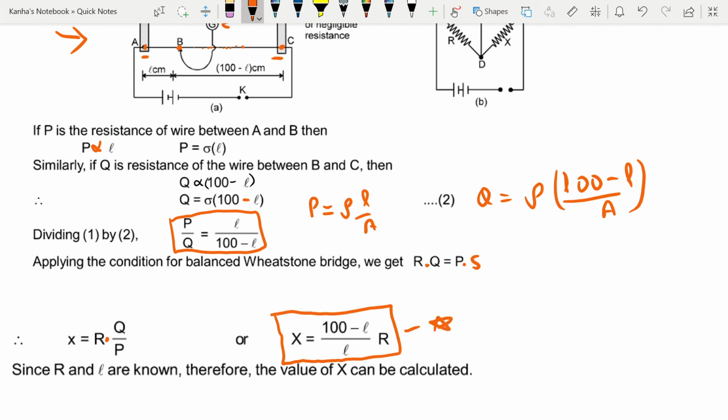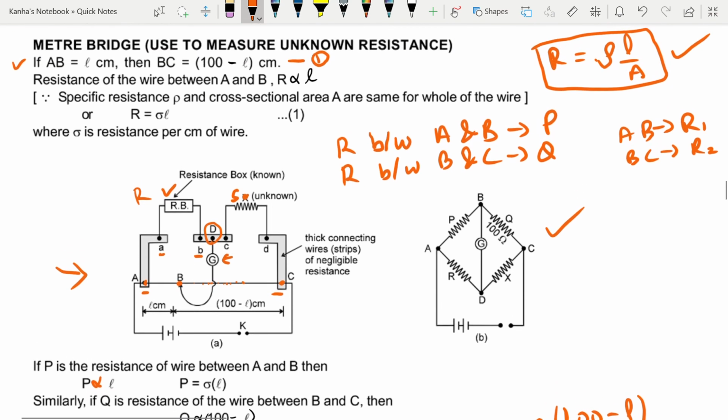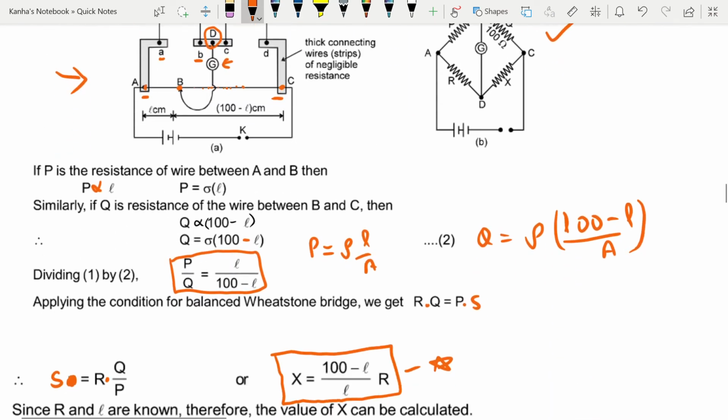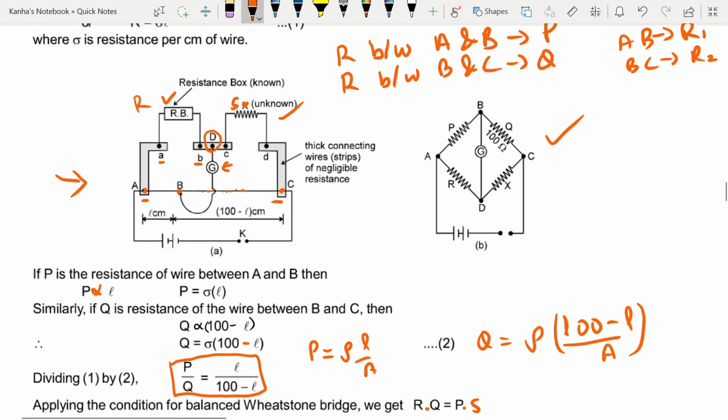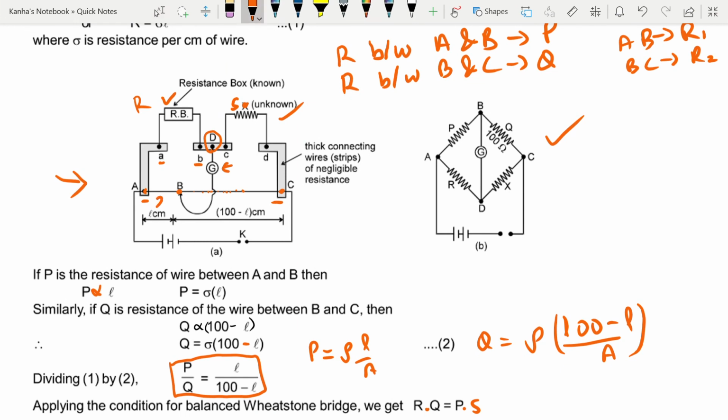Okay, here X is equal to your resistance S that is unknown. S is the unknown resistance as I've mentioned here before. So the final formula that you arrive at is your unknown resistance, which is given by S, is equal to 100 minus L divided by L into R, where the length between AB is L and the length between BC is 100 minus L.